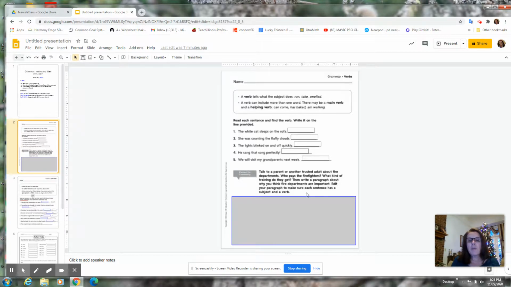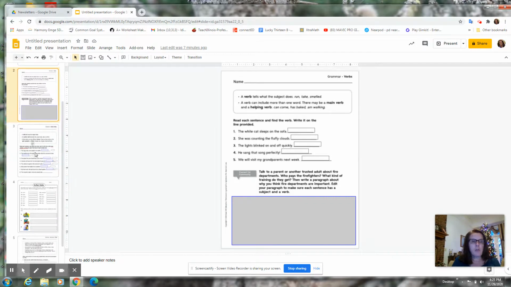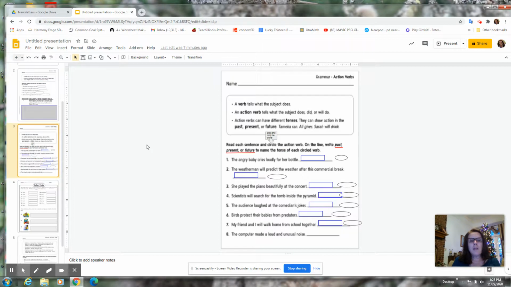Edit your paragraph to make sure each sentence has a subject and a verb, and please make sure you're using your verbs correctly. Now, on Wednesday, I actually have 2 pages for you to do. The first one here is where it's going ahead explaining things to you again. An action verb tells what the subject does, did, or will do, and about the different tenses. Okay, so I underline this.